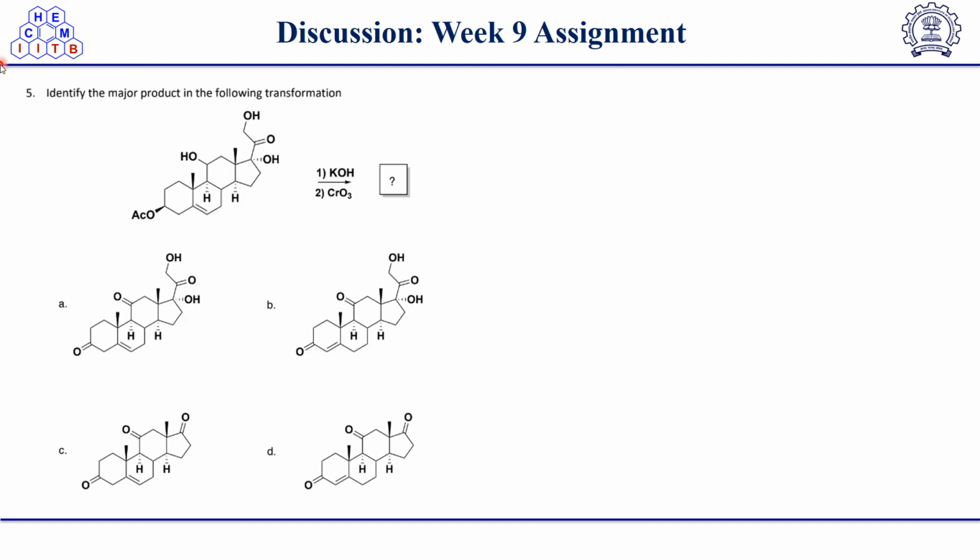Moving to the next question, identify the major product in the following transformation. That is, this particular compound upon treatment with KOH in the first step and chromium trioxide in the second step, which will be the major product obtained in this reaction.